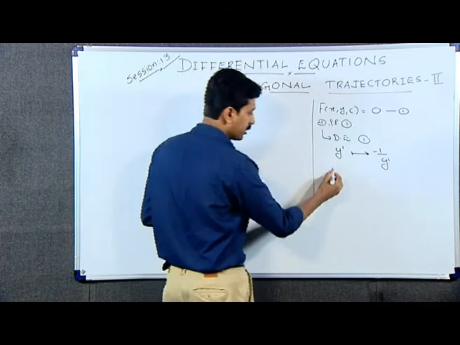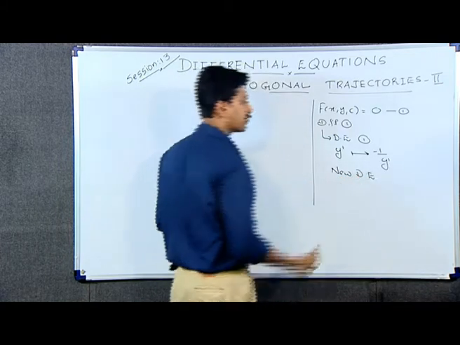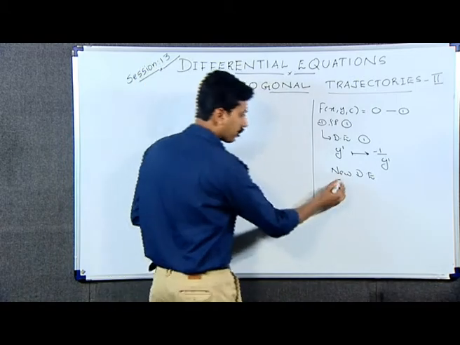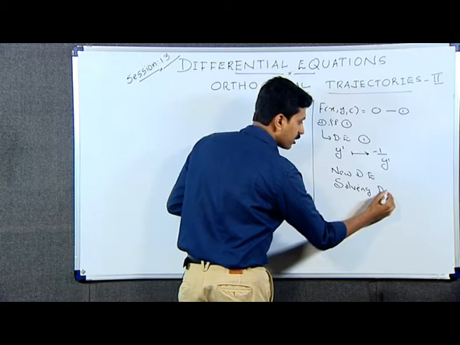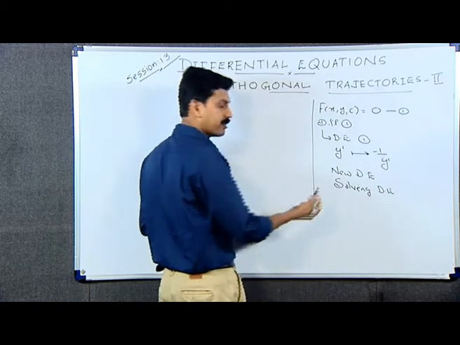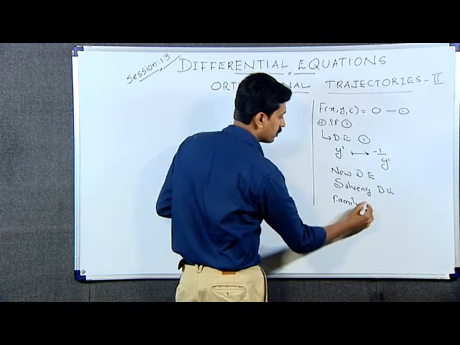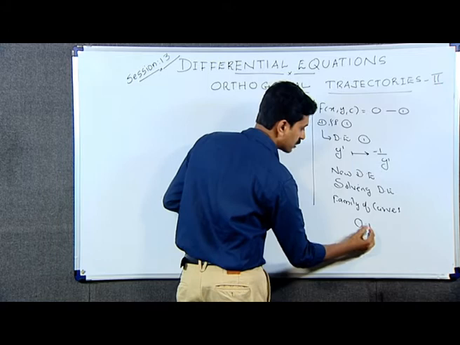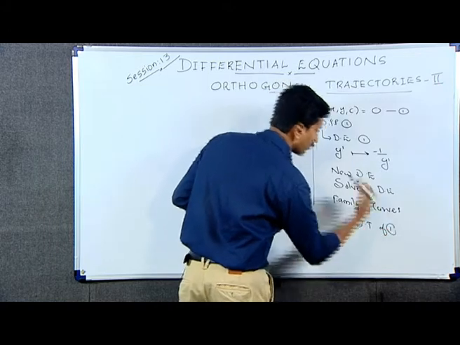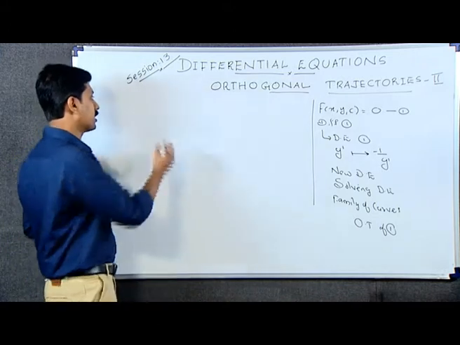So, we will have a new differential equation, and we solve that new differential equation. While solving it, we get a family of curves. That family of curves is called the orthogonal trajectories of equation 1. This is our method, or pattern, as we discussed in the last session.